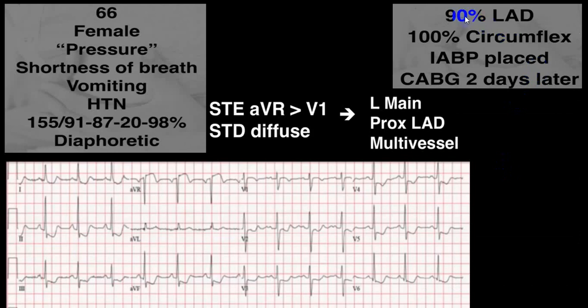Angiography was done: 90% of the LAD was occluded, and there was 100% occlusion in the left circumflex. The person had gone into shock, so an intra-aortic counterpulsation balloon was put in, and CABG was performed 2 days after revival.